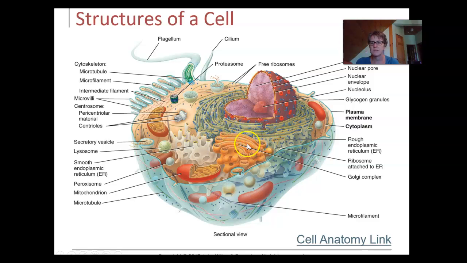Smooth endoplasmic reticulum would be somewhere else. You have a Golgi apparatus, the UPS for packaging of the body. Mitochondria. See, I'd be asking you all these questions if we were face to face. Mitochondria is the powerhouse of the cell, right? That's what everybody knows it as.